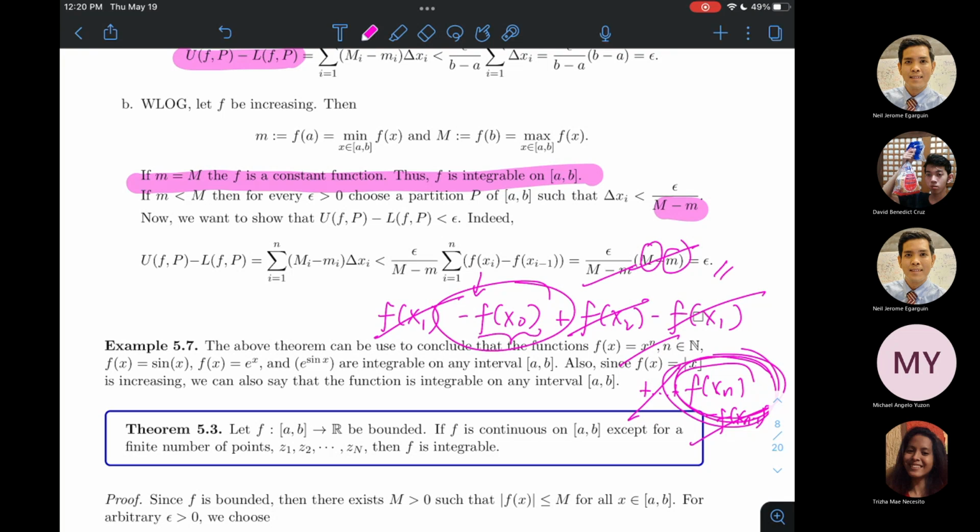So, ganun yung nangyari. Maka-cancel ito, maka-cancel yan. Matitira si epsilon. At the end of the day, we have the upper Riemann sum minus the lower Riemann sum less than epsilon for the specific partition inducer P that we have chosen. And so by the integrability criterion, yes, any monotonic increasing function is integrable. The same thing goes for monotonically decreasing function, because I could have just switched the places of a and b dito sa definition ng little m at saka capital M.